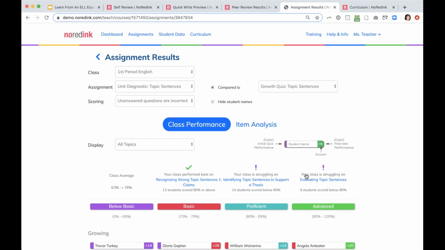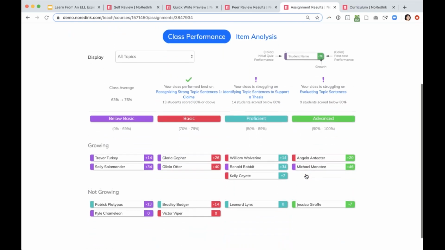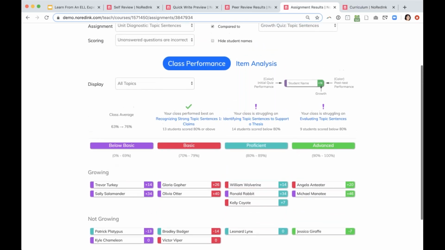If I click on results here, you can see a similar breakdown as to what you saw in the first diagnostic. Big difference here is that it's going to show you all of these class trends within where they started. So I can see that my class started at a 63% and moved over to 76%. But even more granular, you can see individually where a student began based off of their color coding here on the left and where they ended based off of the color coding on the right and how many points they grew. So this is that pre and post test that Ashley's mentioning.